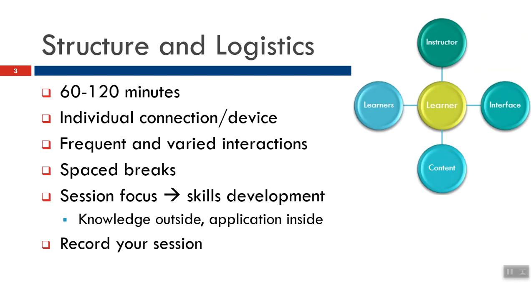I want to start with the structure and logistics of a synchronous session. It should be 60 to 120 minutes, and ideally 60, pushing it at 120. You want to make sure that your learners have individual connections or are coming into the session with their own device so that they can participate in the interactivity that you're going to be doing with them. You want to have frequent and varied interactions, and you want spaced breaks.